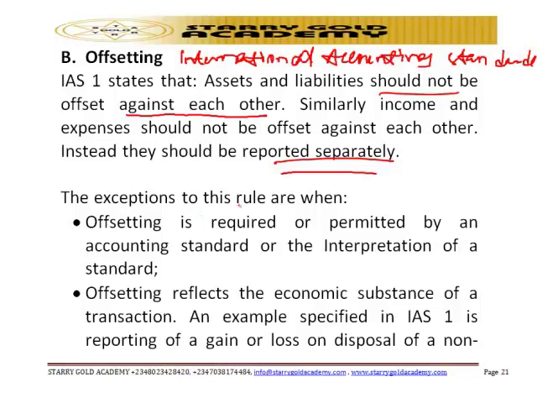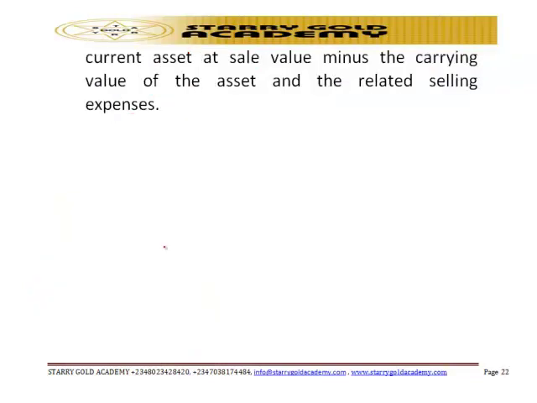The exceptions to the rule are when, one, offsetting is required or permitted by an accounting standard or the interpretation of a standard. Two, offsetting reflects the economic substance of a transaction. If it does not fall under either of these two categories, an income should not be offset against an expense, or an asset against a liability.